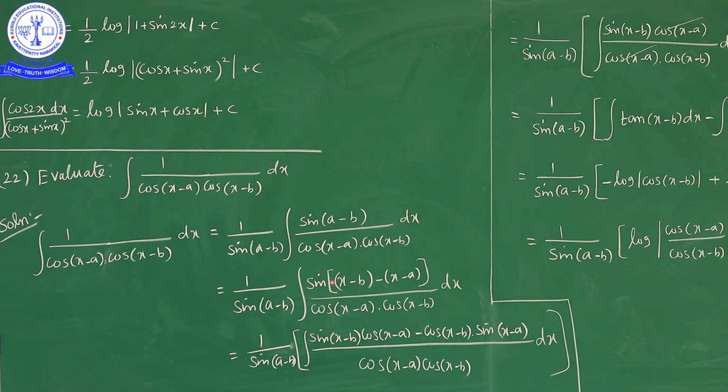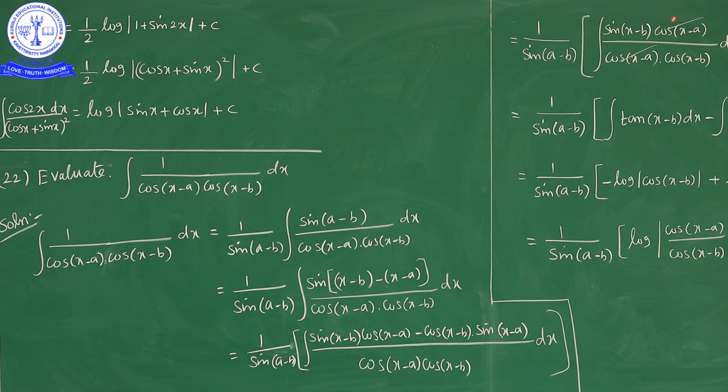But the advantage of taking sin is that you have one sin term, one cos term, one sin term. Now, by taking the ratio of these two: sin(x minus b) into cos(x minus a) upon cos(x minus a) into cos(x minus b), minus cos(x minus b) into sin(x minus a) upon cos(x minus a) into cos(x minus b). Now, what is the advantage here?